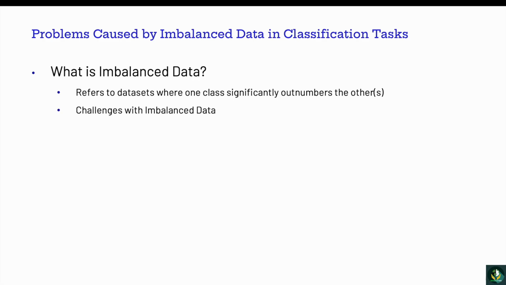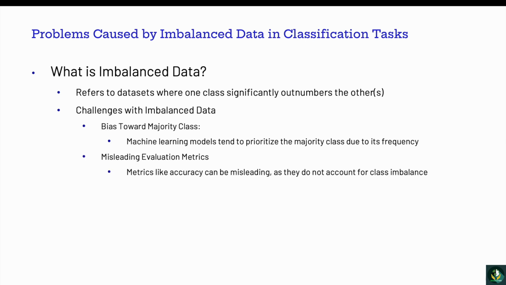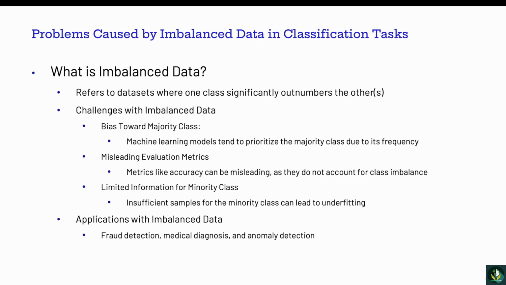Now let's look at some of the challenges with imbalanced data. First is bias towards the majority class. Machine learning models tend to prioritize the majority class due to its frequency. Next is misleading evaluation metrics. Metrics like accuracy can be misleading as they do not account for the class imbalance. Limited information for the minority class: insufficient samples for the minority class can lead to underfitting. And what are the applications with imbalanced data? We have fraud detection, medical diagnostics, and anomaly detection. So think about it, if you have imbalanced data in any of these, it will cause a lot of problems.